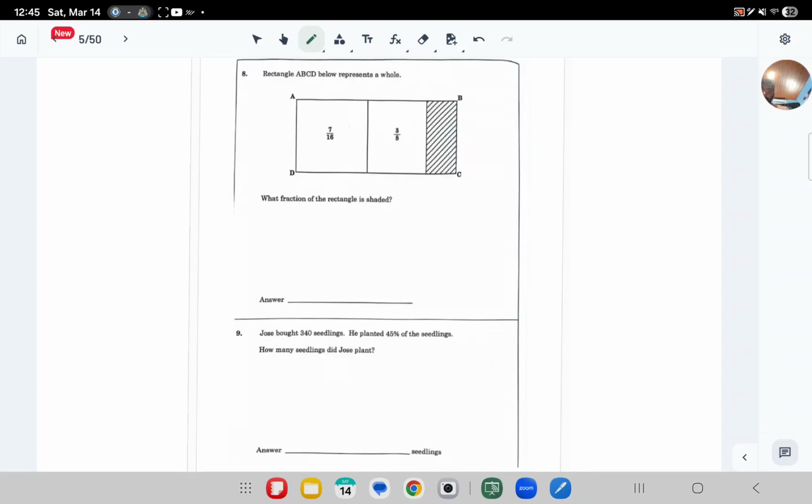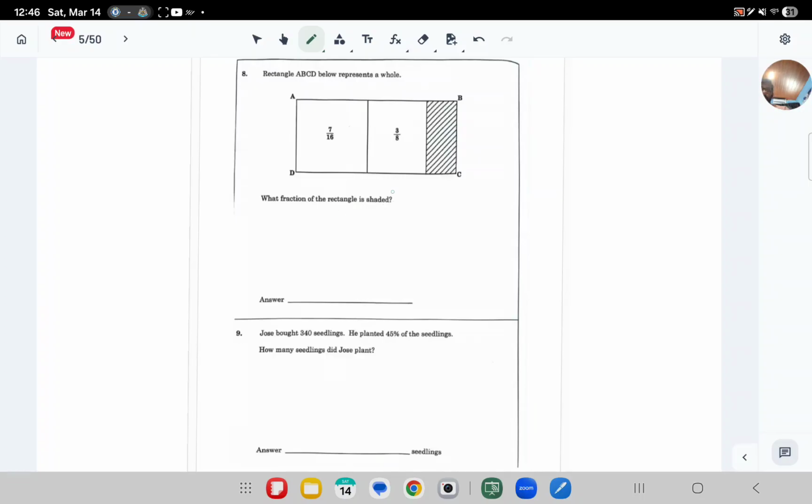Number 8, they said rectangle ABCD below represents a whole. We know the whole is represented by 1. The number 1 represents a whole. So when I add up the fractions 7/16, 3/8, and this fraction for the shaded part, we're supposed to get 1. Alright, it represents the whole.